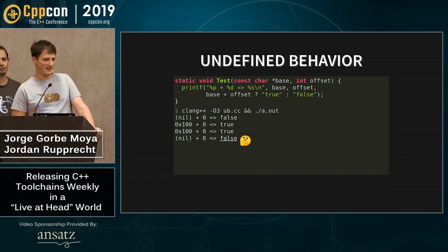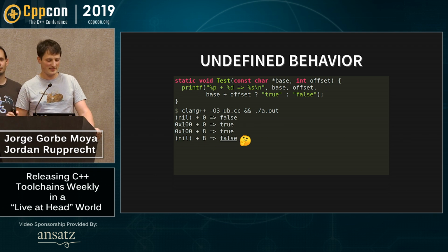So Clang realized something. It realized that the C++ standard says this is undefined behavior because the first 3 cases are fine. But the last case, you're asking for the address of some element of an array that starts at a null pointer. And you can't have arrays starting at null pointers. That just doesn't make sense.